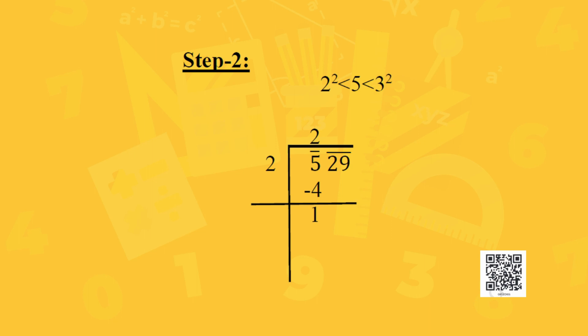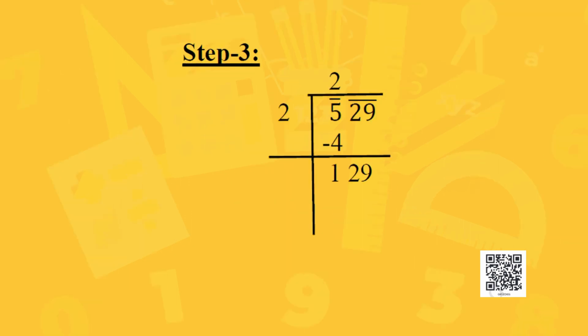In our case, the number under the extreme left bar is 5, and 2 squared, which is 4, is less than 5. Take this number as the divisor and the quotient, with the number under the extreme left bar as the dividend. So in our case, it is 5. By subtracting 4 from 5, we get the remainder 1.